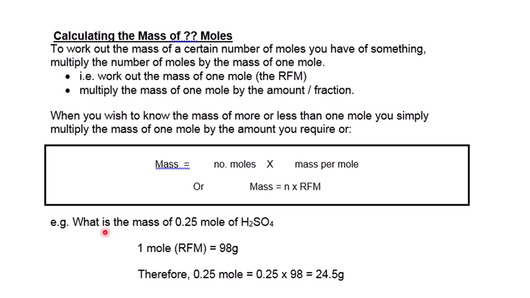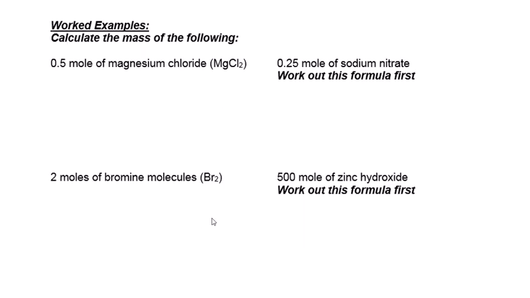So, look at the first example. What's the mass of 0.25 mole of H2SO4? Now, on the previous page, we'd seen that H2SO4 weighed 98, so 1 mole is 98. 0.25 mole, therefore, is a quarter, 0.25, times 98. So if you multiply your fraction by the mass of 1 mole, you get the number of grams, and your answer here will be grams each time. Few worked examples to show you.